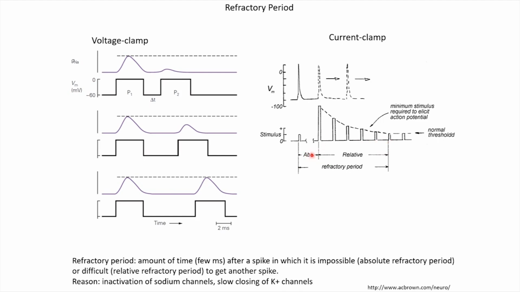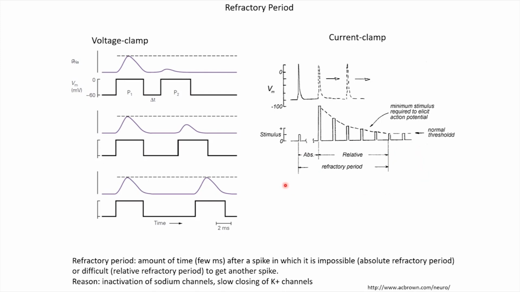So just to recap, the absolute refractory period is the period in which no action potential can be generated after the first action potential. And the relative refractory period is the period in which an action potential can be generated, but it needs a larger stimulus. So overall, these are the two refractory periods. And then after the refractory period is over, a normal action potential can be generated with a normal stimulus.